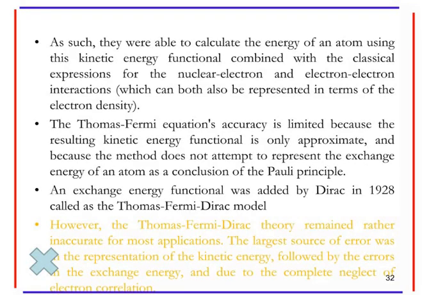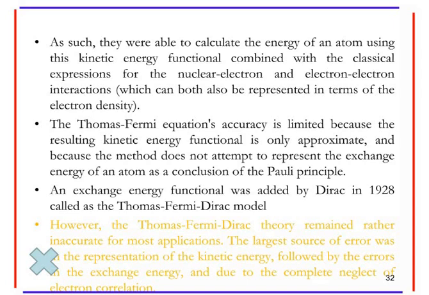So as such, they were able to calculate the energy of an atom using this kinetic energy functional combined with the classical expression for the nuclear-electron and electron-electron interactions, which can both also be represented in terms of electron density. The Thomas-Fermi equation is limited in accuracy because the resulting kinetic energy functional is only approximate, and because the method does not attempt to represent the exchange energy of an atom as a consequence of the Pauli exclusion principle. So an exchange energy functional was added by Dirac in 1928, called the Thomas-Fermi-Dirac model.